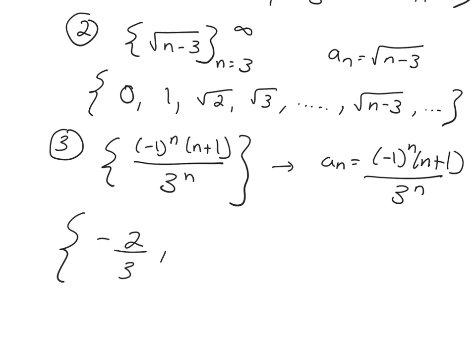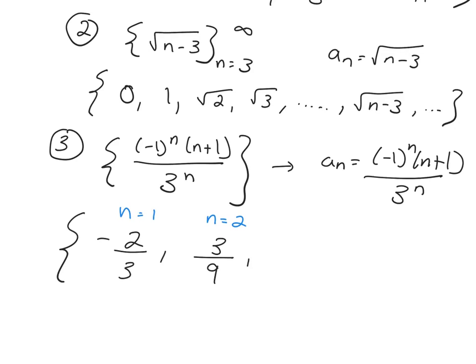Let's do the next one. This one was n equals 1. Now let's plug in n equals 2. So I have -1 squared, +1, plug in 2. So 3 in the top, over 3 squared, 9, okay?